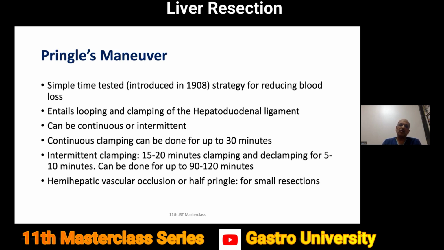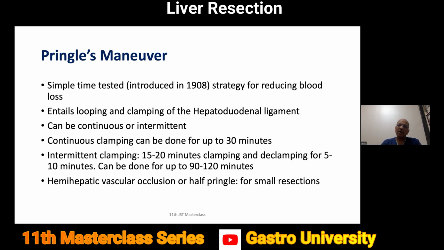Continuous clamping in a normal liver, the liver tolerates it easily for up to 30 minutes. Intermittent clamping is being described, where you clamp for 15 to 20 minutes and then declamp for 5 to 10 minutes, and can be done multiple times with a total ischemic period of 90 to 120 minutes. That is 1.5 to 2 hours in a normal liver. Even in cirrhotic livers, you can do it for about 50 to 60 minutes.